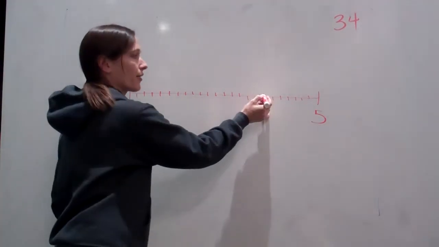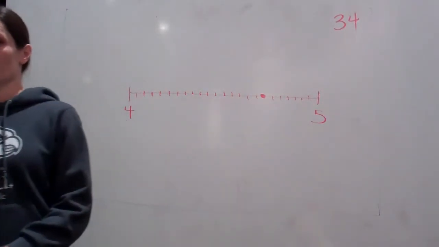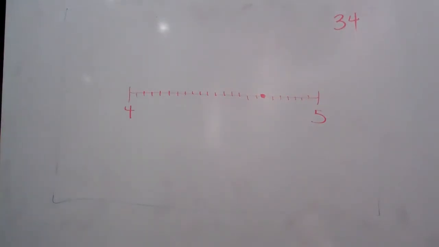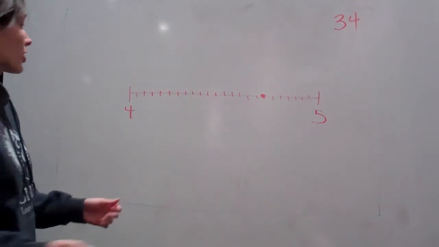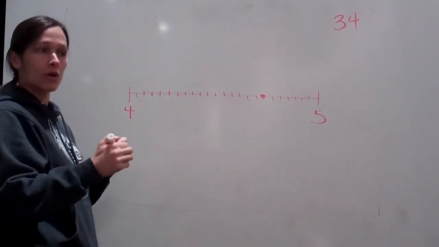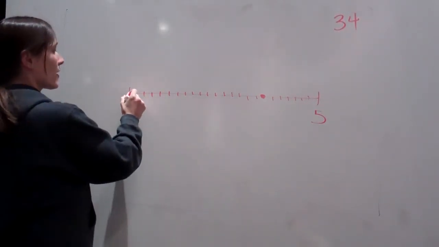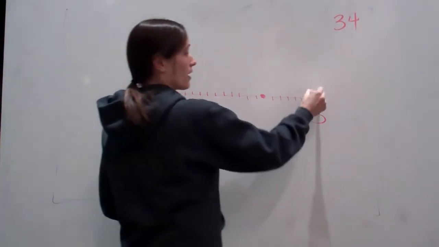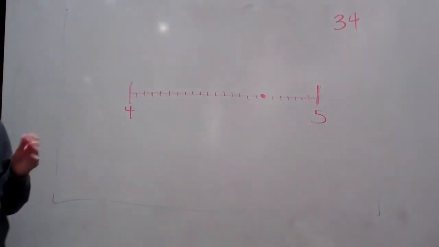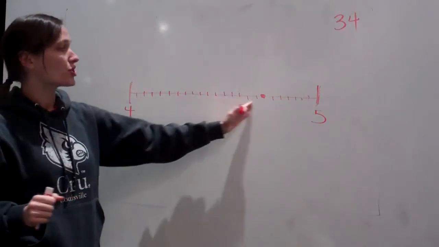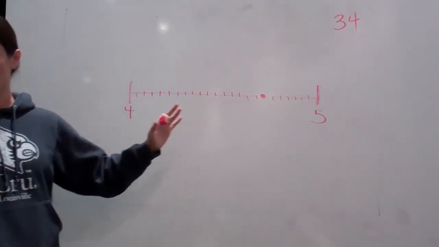Let's just put the dot here. How many there are and how many places it is. Yes, okay? Basically, you're going to count how many jumps or units is what they're called, there are between 4 and 5. And then you're going to figure out which dot this one is on. Okay, does everybody realize what we're doing?